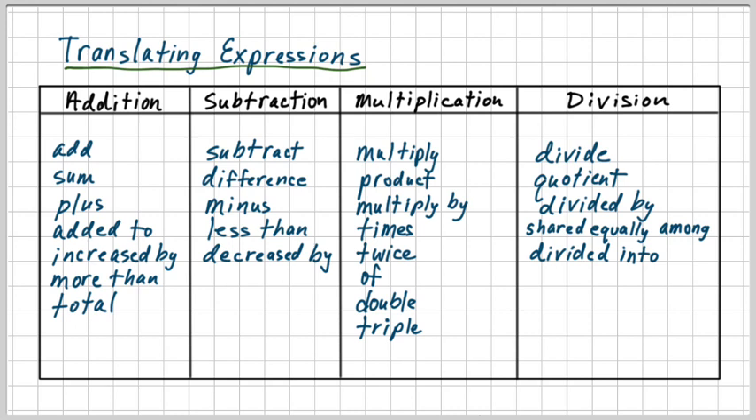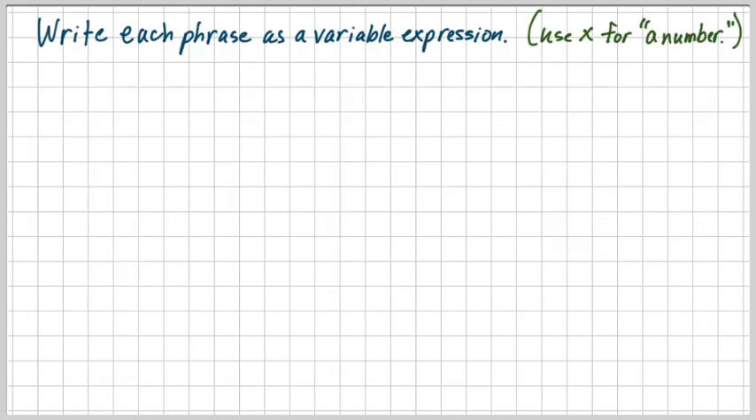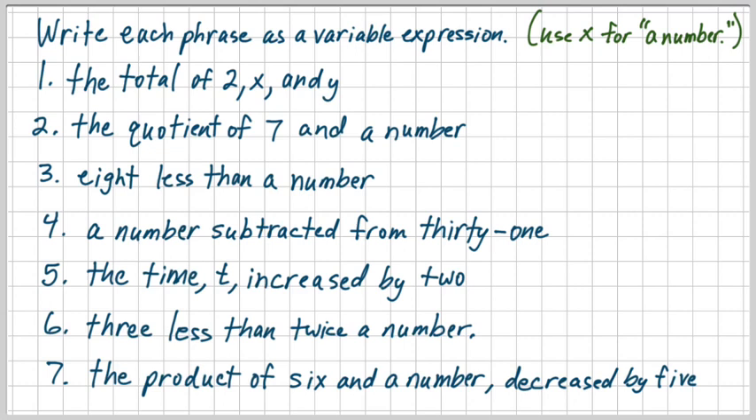Okay, so let's practice. So go ahead and try these 7. See if you can translate these into a variable expression. And then you can check your answers. All right, so let's see how you did. So when we total numbers, we add them up. So we have 2 plus x plus y.